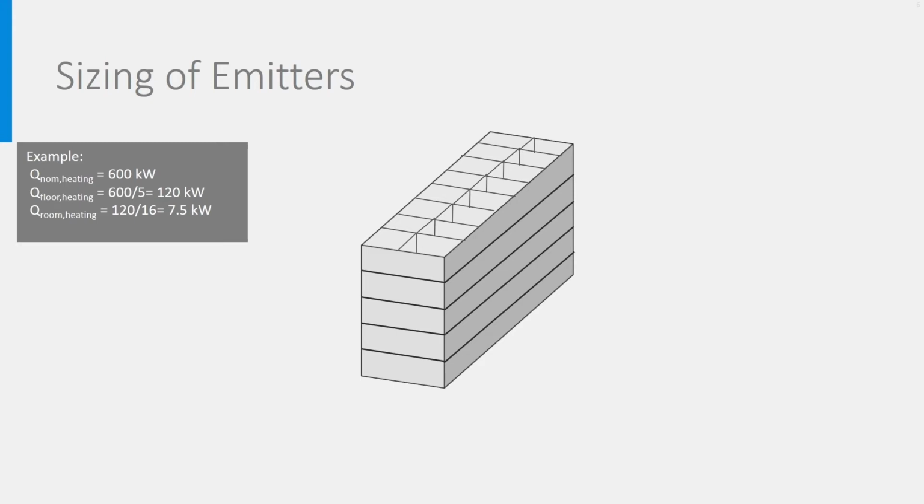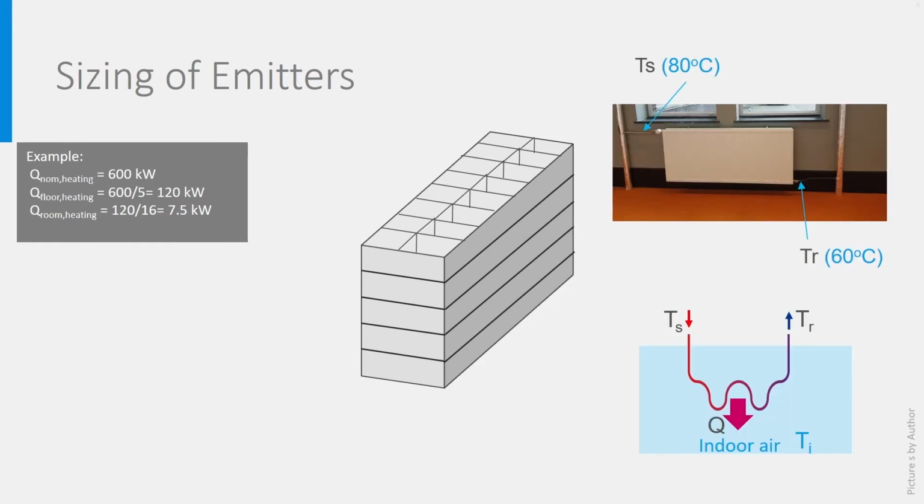Now, let's look at the energy delivered by emitters and study it on the example of a radiator. It would be exactly the same for floor heating. Let's call the temperature of the water entering the radiator at the supply side Ts and the temperature of the water leaving the radiator at the return side Tr. You see them on the picture. We will take as example Ts equals 80 degrees Celsius and Tr equals 60 degrees Celsius.